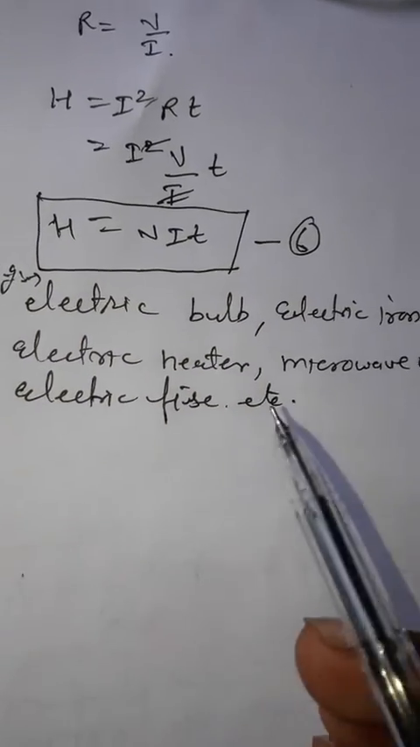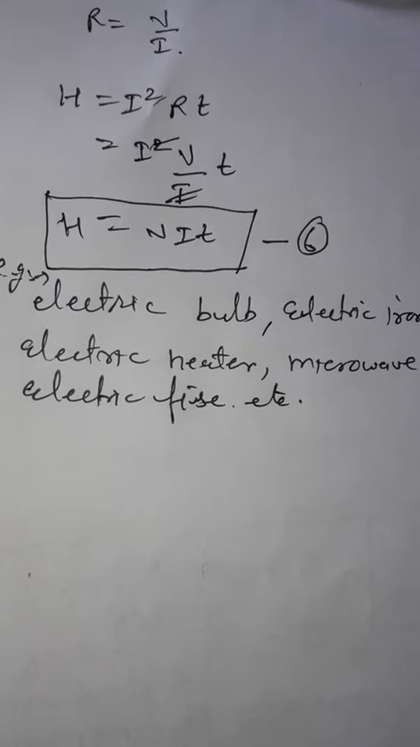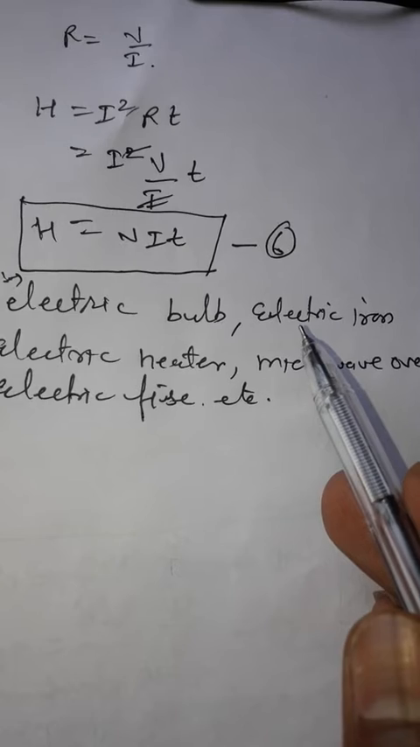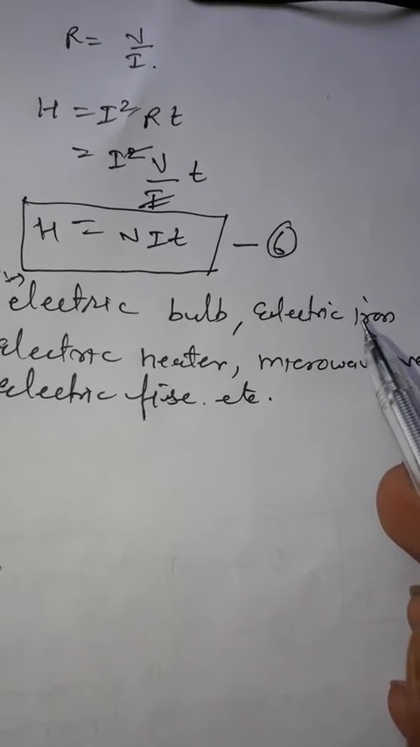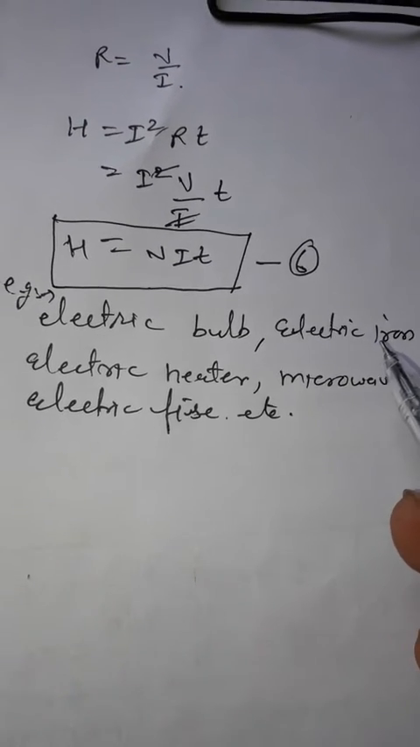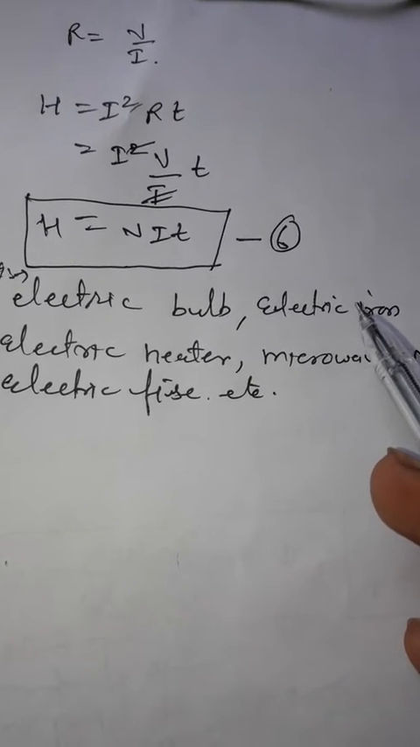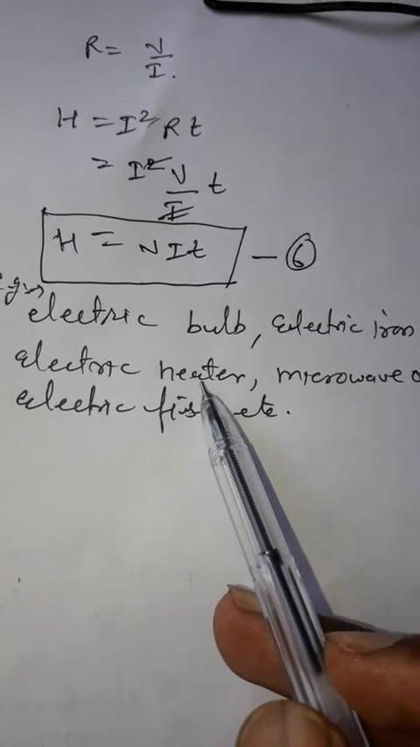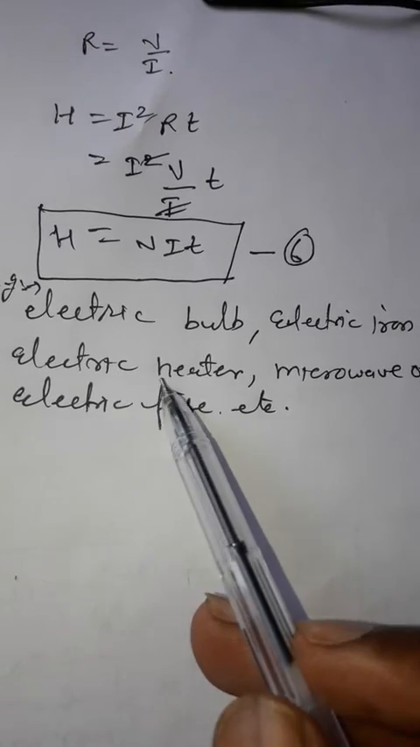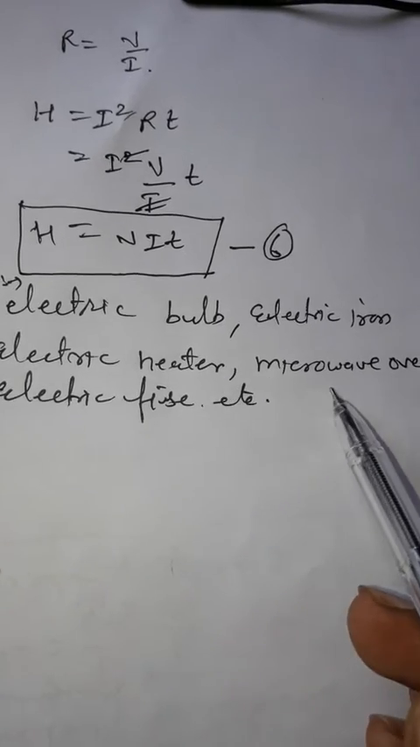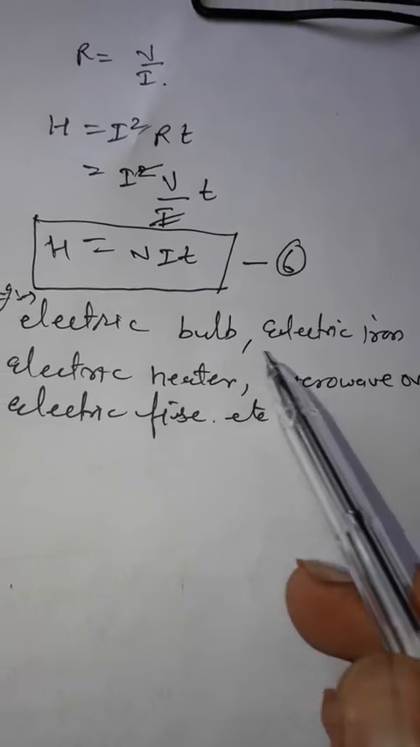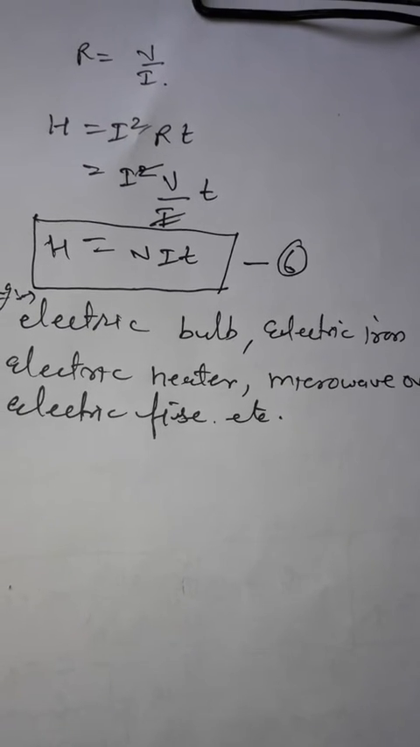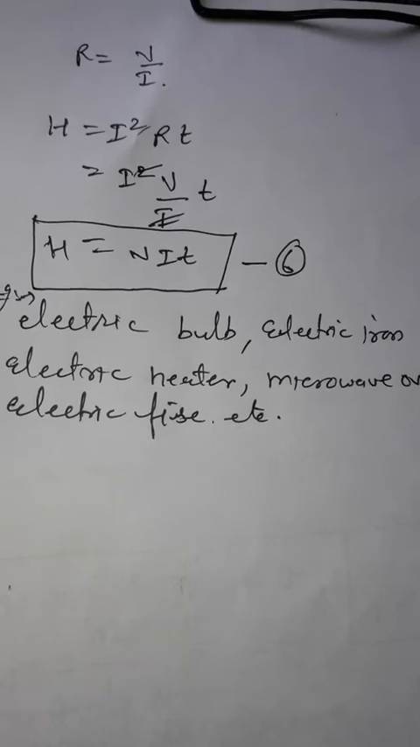Out of these, some devices produce a desirable effect. For example, we know that for the working of an electric iron, heat is necessary. So we want only the heat produced by the iron. So it is a desirable effect of current. Similarly, in an electric heater, we need more and more heat, so the electric heater is also a desirable device. Same is the microwave oven. But in an electric bulb, we need only light, not heat. So it is known as an undesirable effect.